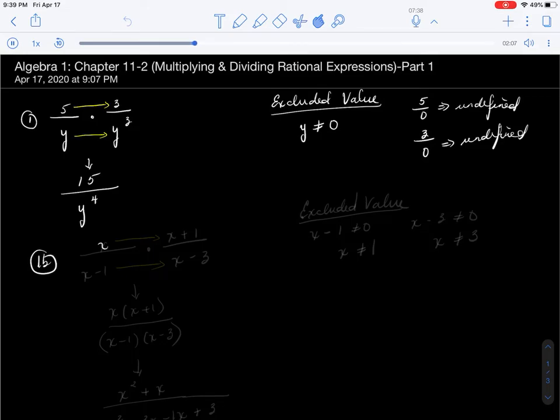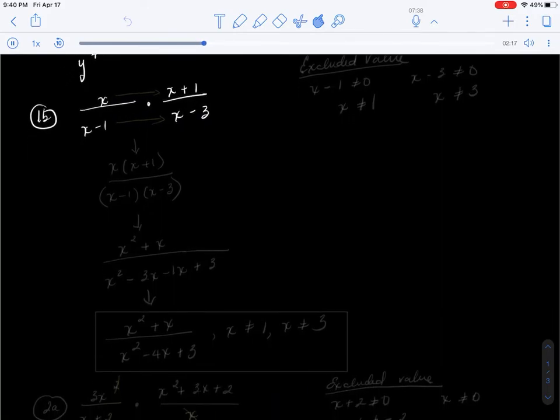Okay, let's look at 1b. They ask you x minus 1 over x plus 1, multiplied by x plus 1 over x minus 3. And my excluded values, there are 2 of them. x minus 1 cannot equal 0, and x minus 3 cannot equal 0. Therefore, x cannot equal 1, and x cannot equal 3.